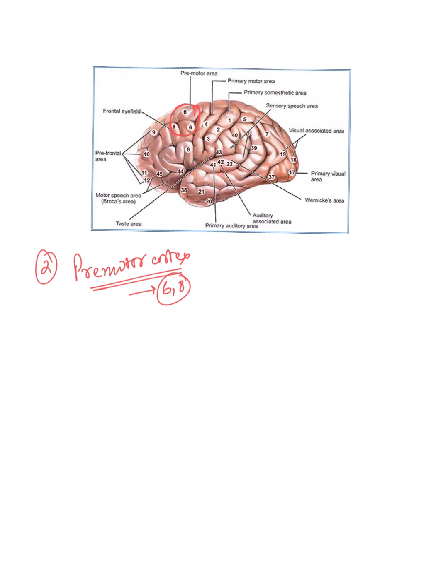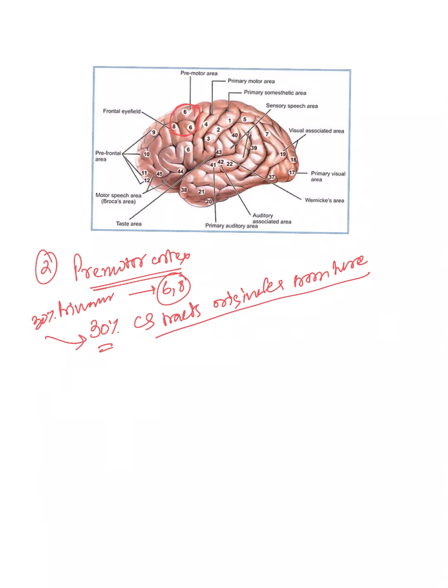This is the premotor area. You have to know that 30% of corticospinal tracts originate from here. So 30% was from the primary motor area, and the rest 30% is from the premotor area. Okay, so now you will be asking, sir, what is the difference between the primary motor area and the premotor area?